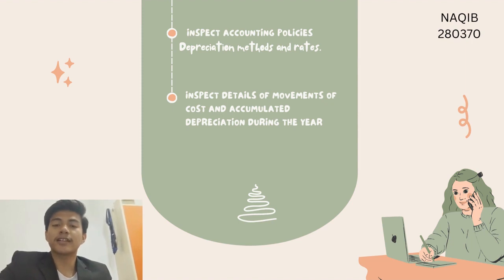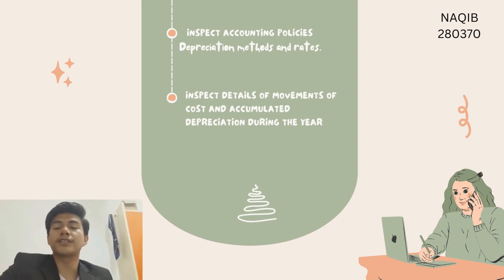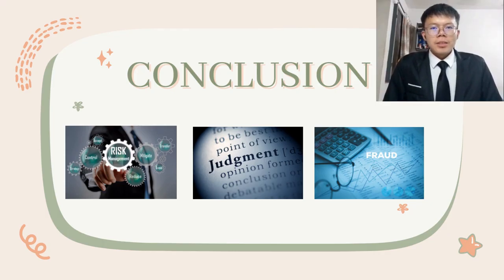Presentation and disclosure also can inspect accounting policies, depreciation methods, and rates. Other than that, it also can inspect details of movement of cost and accumulated depreciation during the year. In conclusion, PPE is typically treated as a risk area during annual audits by the majority of companies because of its materiality. The auditor will begin the audit process by evaluating the PPE acquisition transaction, followed by the depreciation or impairment, PPE management, and finally PPE disposal.